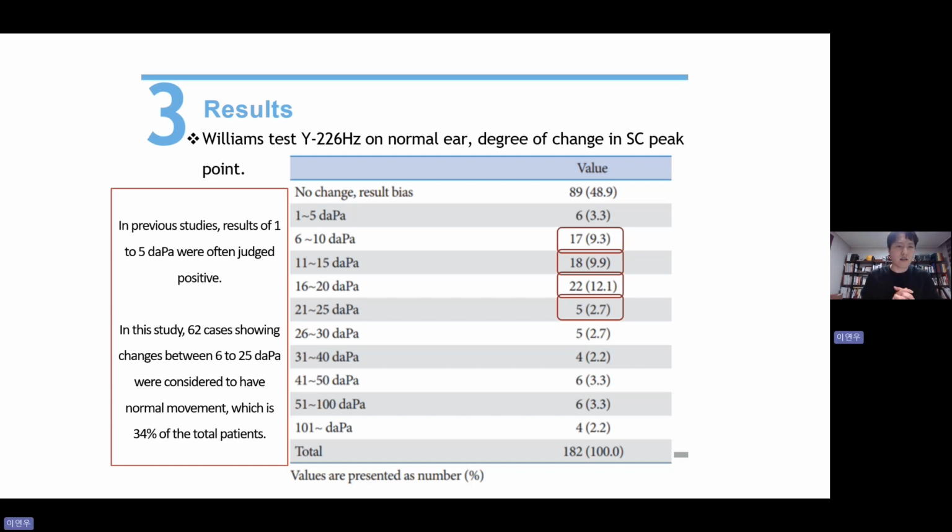In previous studies, changes of 1 to 5 Pascal were often judged positive. But in this study, we reject the 1 to 5 Pascal. In this study, 62 cases showing change between 6 to 25 Pascal were considered to have normal movement, which is 34% of the total patients.